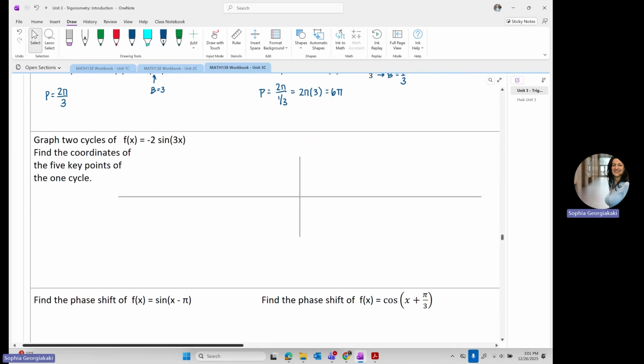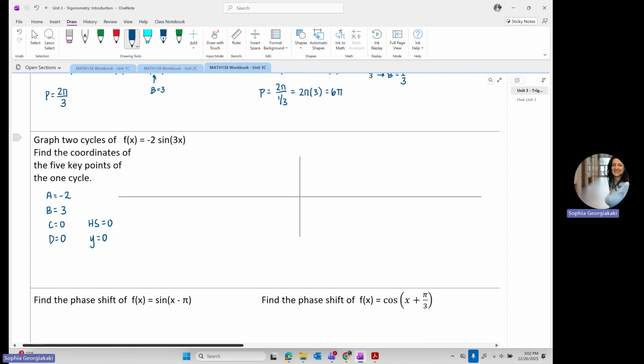So if I graph, for example, 2 cycles of this function, they give me a equal to -2, and b equal to 3. And c is 0, and d is 0. That means I don't have a horizontal shift. I don't have c divided by b. That's a 0. So I start at 0. Horizontal shift is equal to 0. I also don't have a vertical shift, so the midline doesn't change. The midline continues to be y equal to 0.